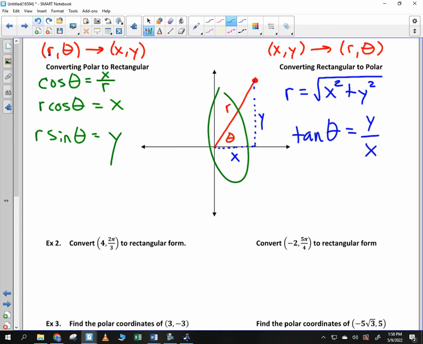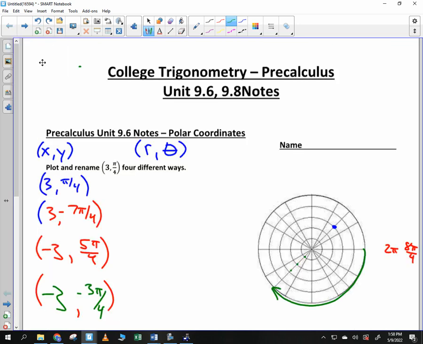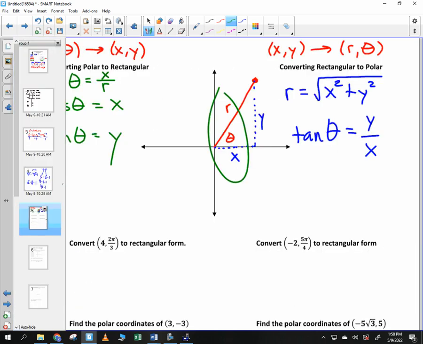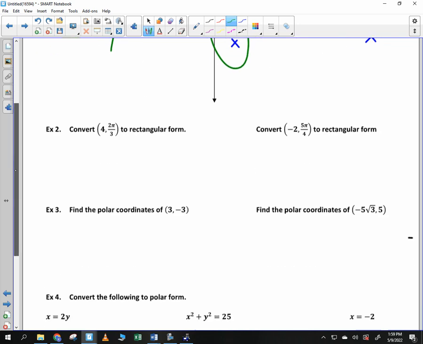So the first thing you're going to be asked to do on your test is to plot points. After you're asked to plot points, we'll then be converting between them. That's what we want to make sure you're able to do. So let's try the first one.